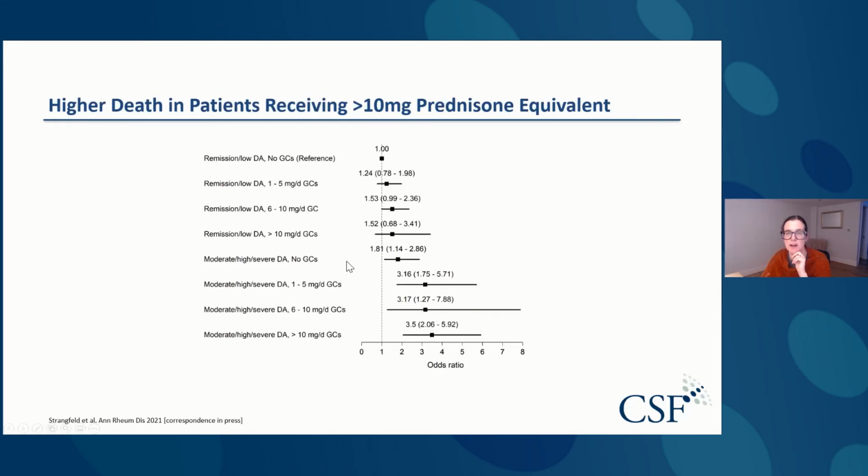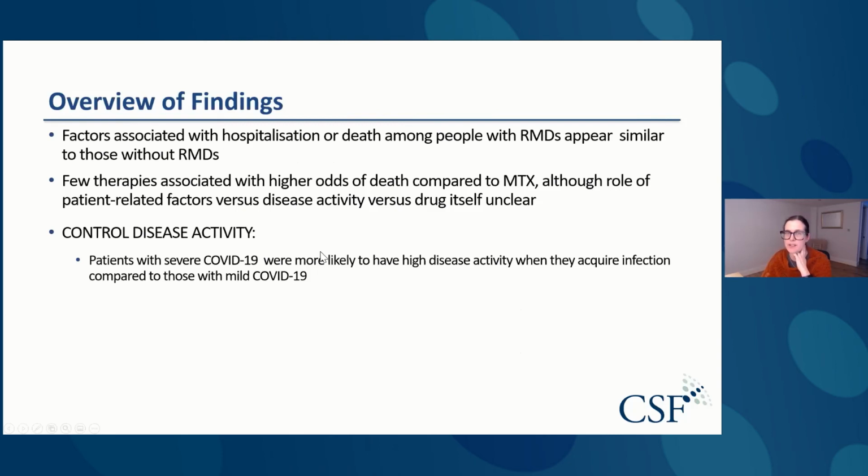And you can see here that even patients on no steroids now had an increased risk of being in the death group. And this persisted right through from low dose up to high dose. So the steroids here, of course, this is important to consider, but disease activity, I think, is even more important to consider. So what does all this tell us?